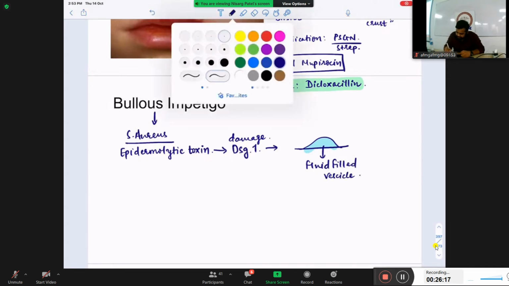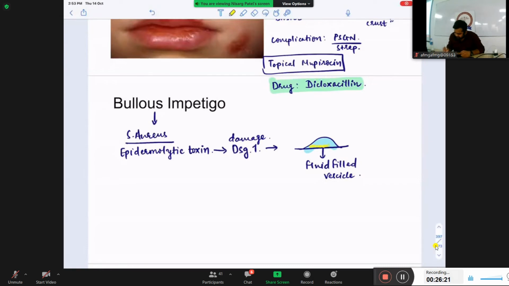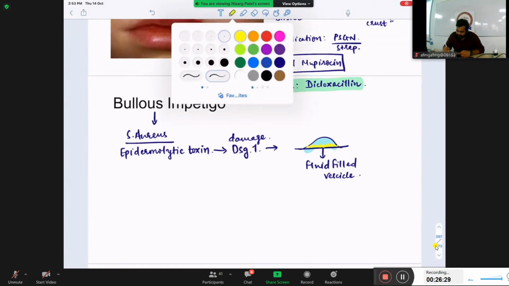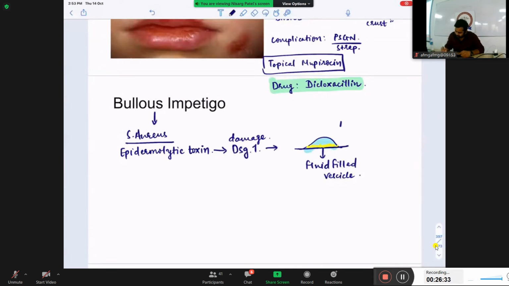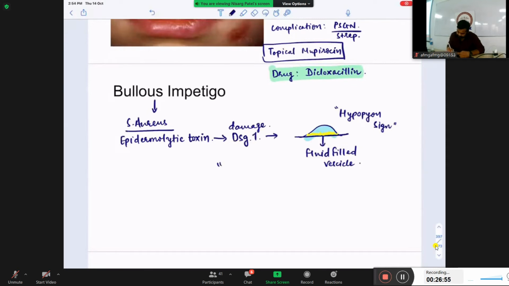And then later on, at the surface of this vesicle, because it is a bacterial condition, there will be accumulation of pus. So in this vesicle you will notice fluid and also pus. This sign is known as the hypopyon sign. What was the location of this blister? Below the stratum corneum. This blister is a subcorneal blister.